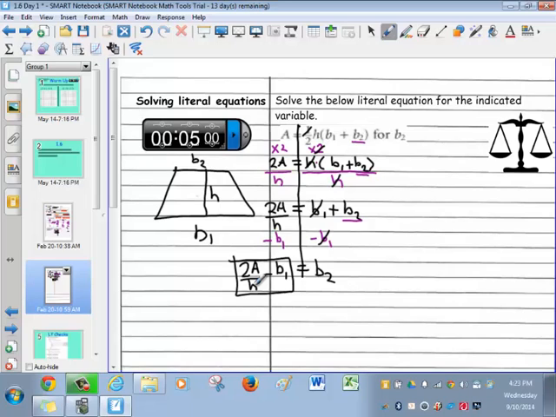So this is the key thing. I just showed you the flow of this. The process is just getting that unknown variable, or this variable, by itself. Just take your time, and it's not terribly difficult. Remember, balance. Whatever you do to one side, you got to do to the other side.